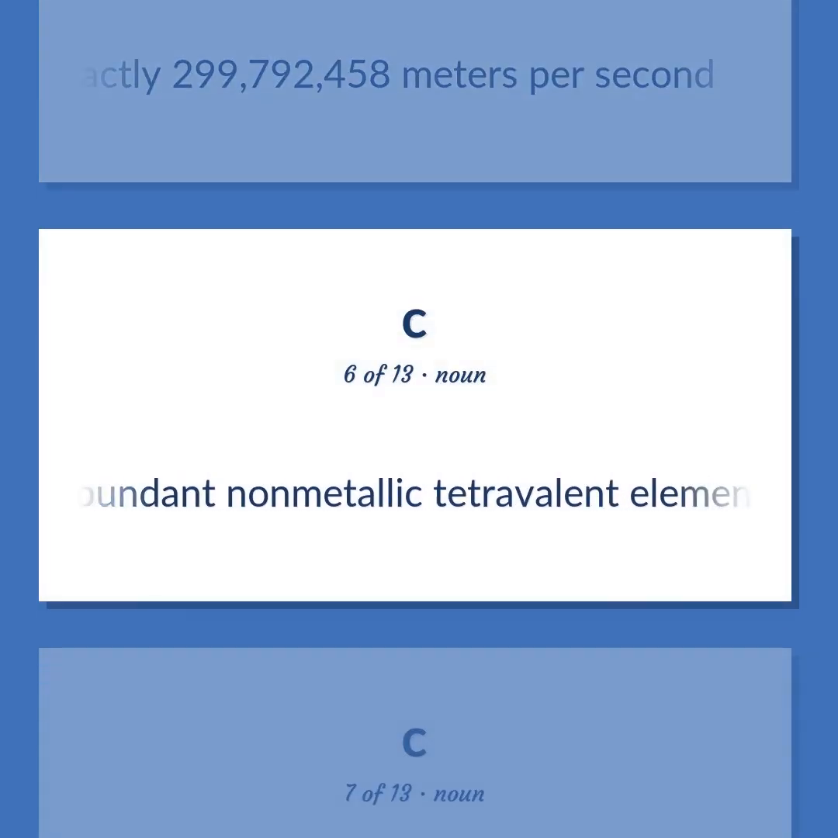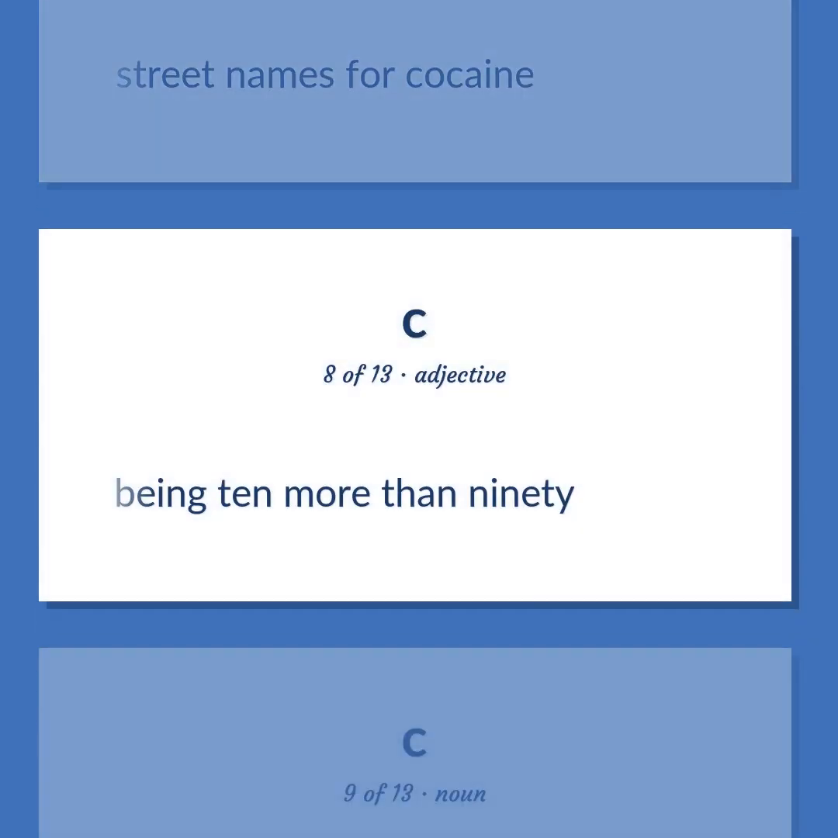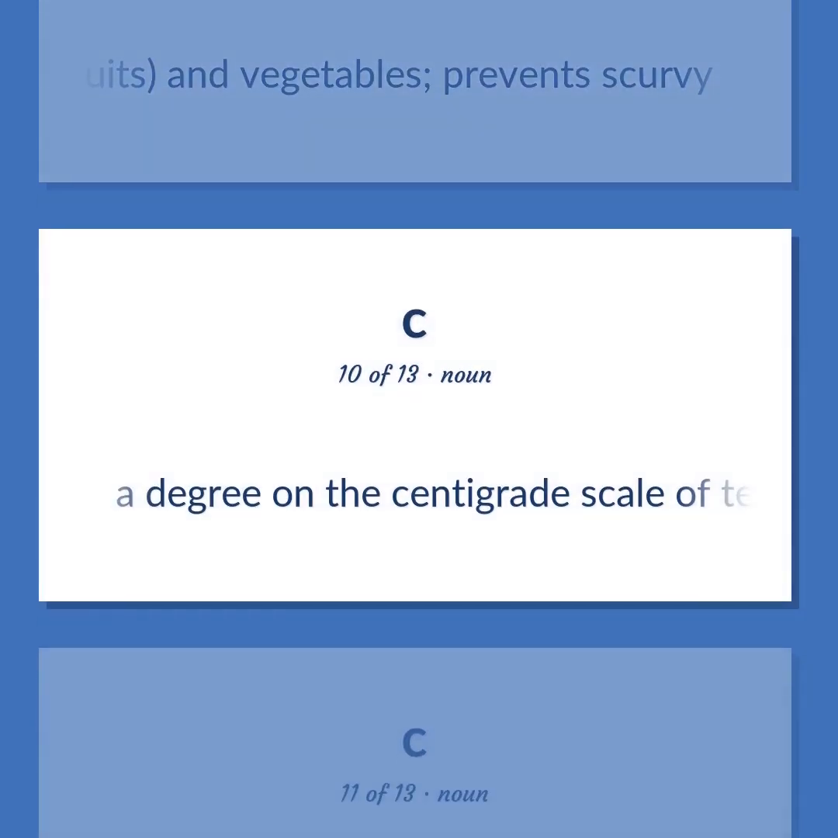An abundant nonmetallic tetravalent element occurring in three allotropic forms, amorphous carbon and graphite and diamond, occurs in all organic compounds. Street names for cocaine. Being 10 more than 90. A vitamin found in fresh fruits, especially citrus fruits, and vegetables, prevents scurvy. A degree on the centigrade scale of temperature.